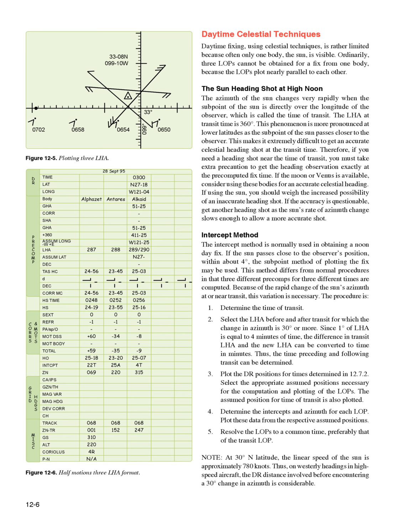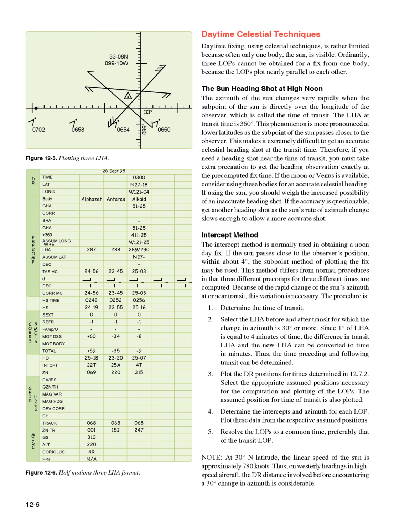The intercept method is normally used in obtaining a noonday fix. If the Sun passes close to the observer's position, within about 4 degrees, the subpoint method of plotting the fix may be used. This method differs from normal procedures in that 3 different precomps for 3 different times are computed. Because of the rapid change of the Sun's azimuth at or near transit, this variation is necessary. The procedure is: 1. Determine the time of transit. 2.